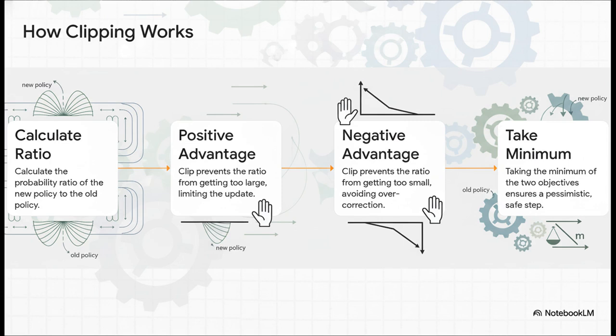Okay, so how does this magic clipping actually work? It's pretty cool. First, it just compares the new policy to the old one. Now, if the agent finds a really good action and wants to make it way more likely, PPO steps in and clips that update, preventing it from getting too overenthusiastic. Same thing in reverse. If it wants to make a bad action way less likely, PPO clips that too, to avoid overcorrecting. The end result is that every single step is a safe, conservative, and reliable improvement.